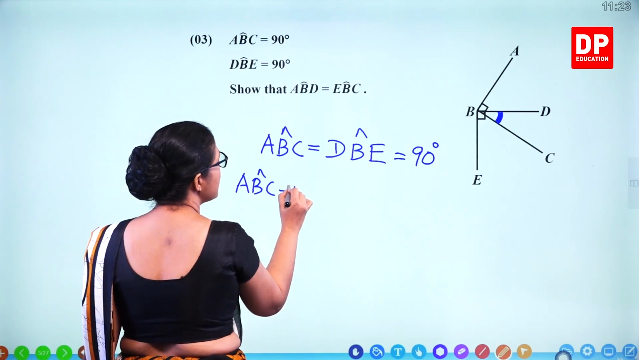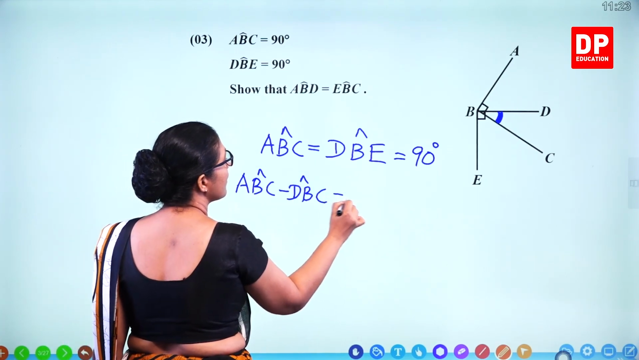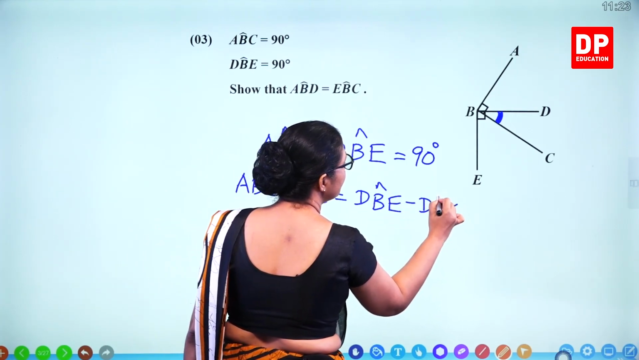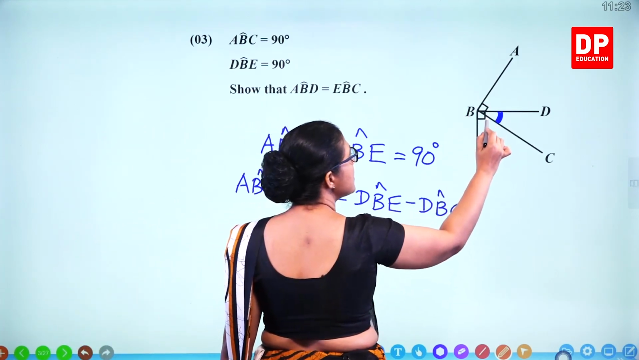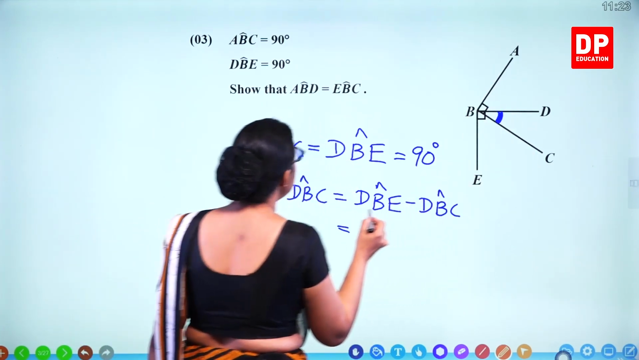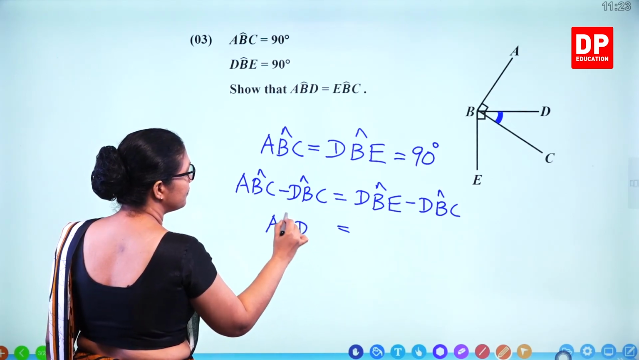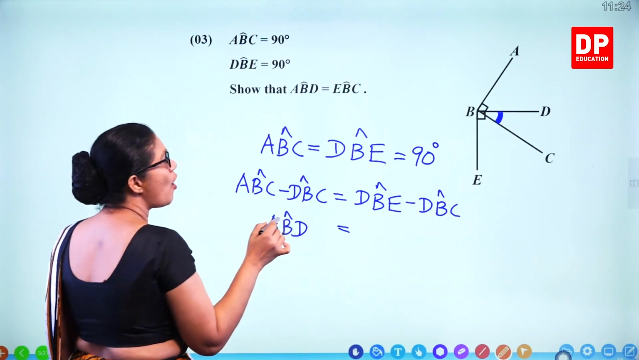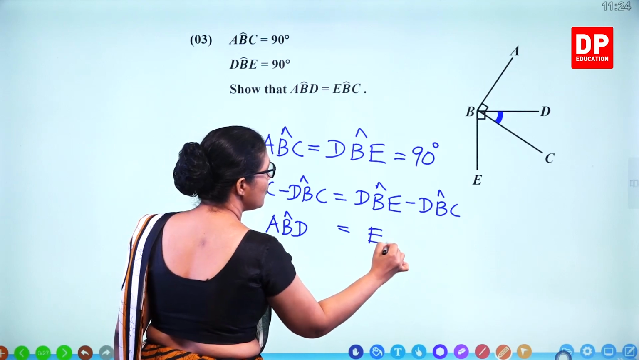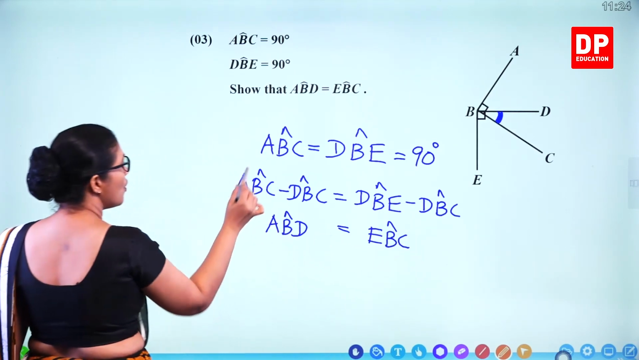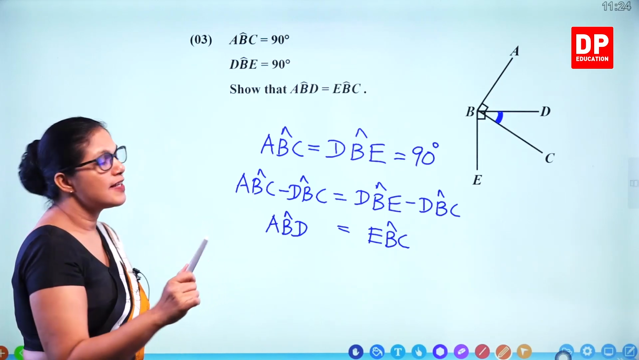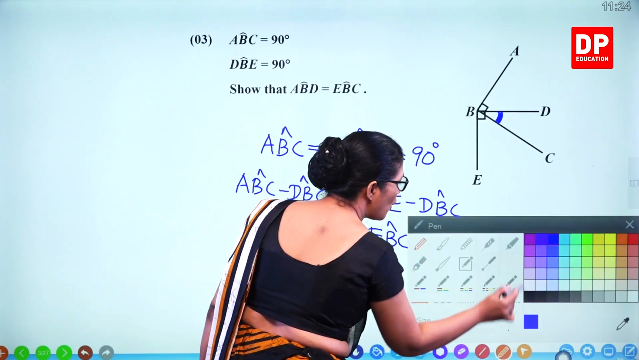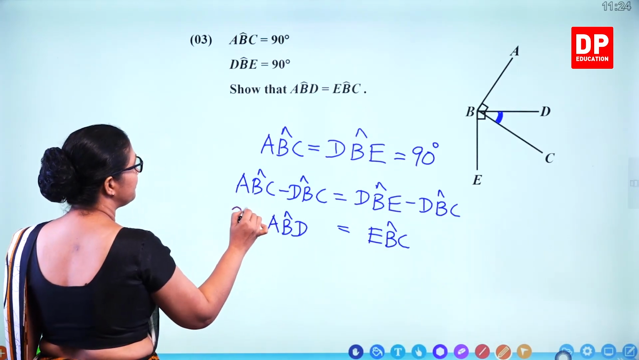ABC minus DBC, DBE minus DBC. What happens when you subtract this from 90? You get ABD. This full angle minus this, you get CBE or EBC. So straight away you get these two. So subtracting the common angle DBC from both sides, you get this. So you get 2 marks for showing this one.